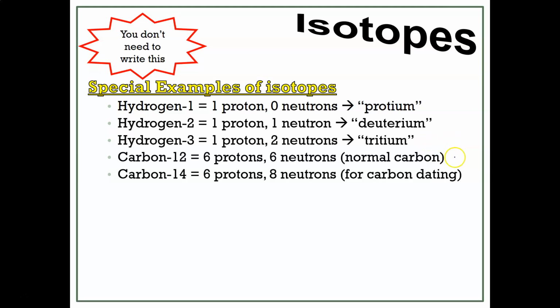Carbon 12 is our normal type of carbon, but carbon 14 is the kind that we use for carbon dating. So when they're trying to figure out how old a set of dinosaur bones is, for example, they check how much carbon 14 there is, and that can tell them. We'll learn more about that in our next chapter.